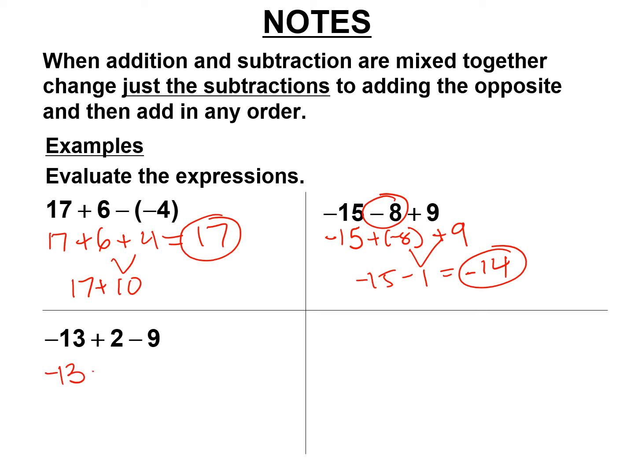Negative 13 plus 2, that all stays the same. First number the same, addition the same. Subtraction becomes adding the opposite. Negative 13 plus 2, negative 11. Negative 11 plus negative 9, negative 20.